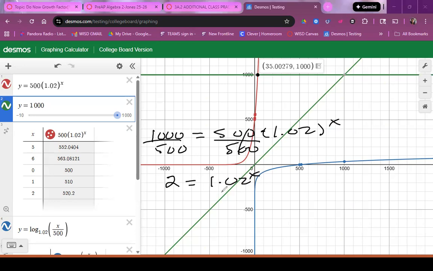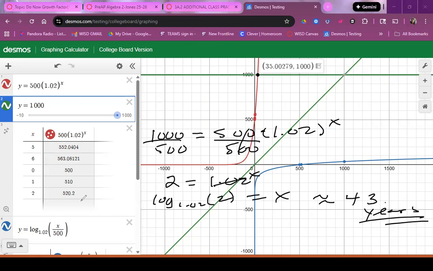What is the inverse of 1.02 to the x? Log of the same base, log base 1.02 of 2. That cancels out our base, and we're left with x. Guess what that's going to still tell you? It's still going to tell you that the answer is how long? 43 and some change. And it still takes you about 43 years, because that's what this ends up.